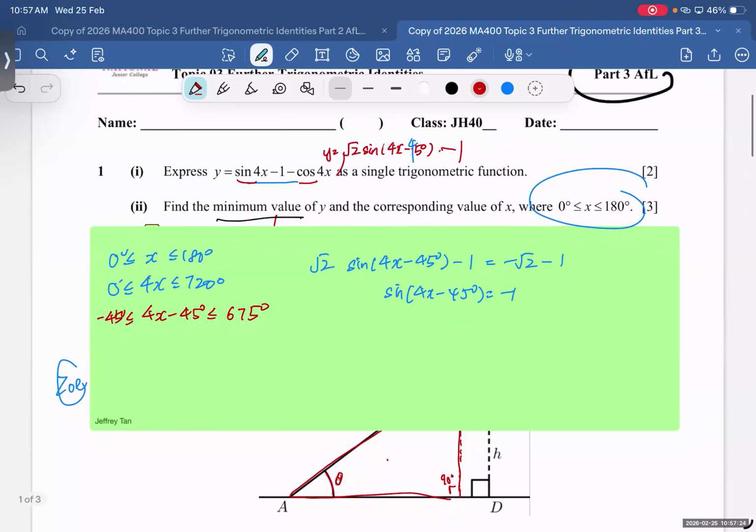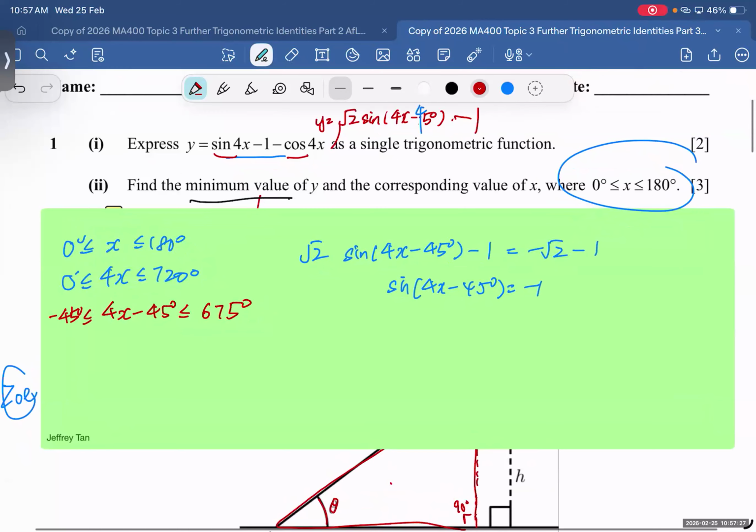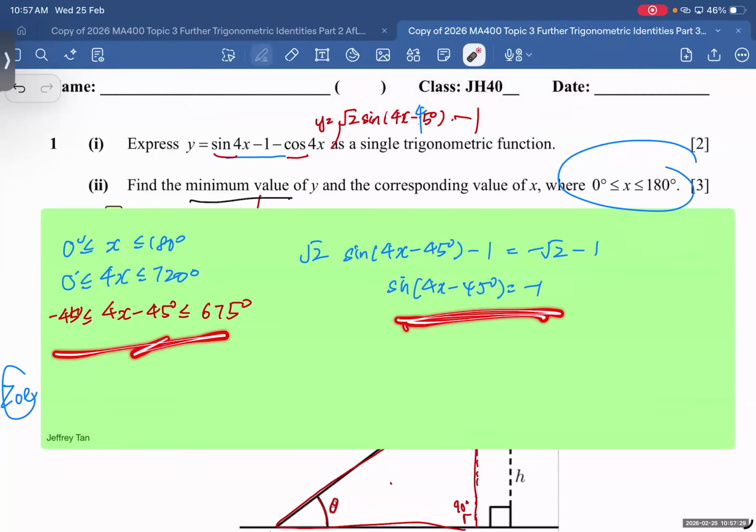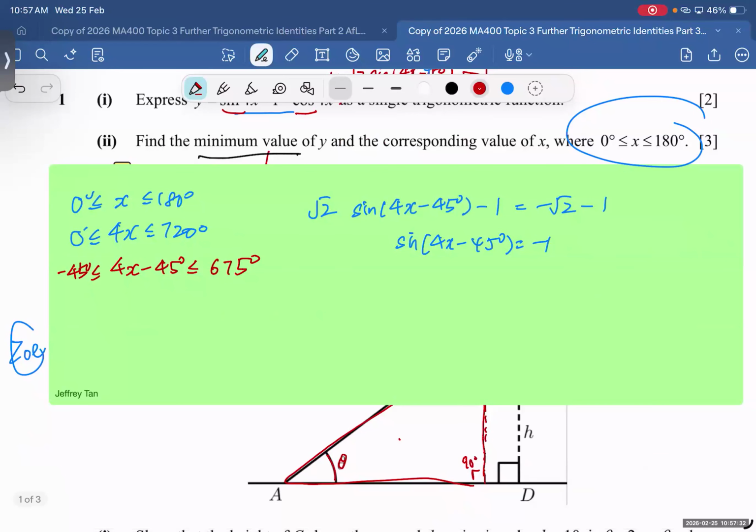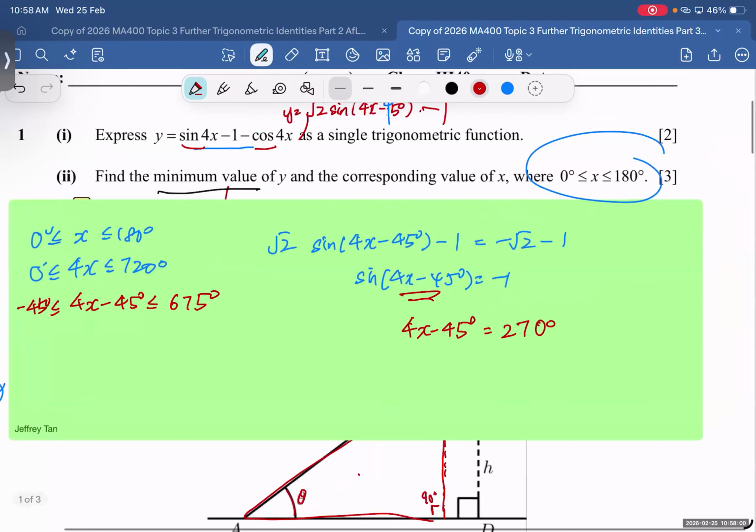Okay, so here, 4x minus 45. So you see, when is sine equal to negative 1? Look at the graph: 0 to 90, 180 to 270. When is it equal to negative 1? I just pick 270. So that means this is equal to 270. Yes, so far. Can or not? Can. So this one I never really use the formula.